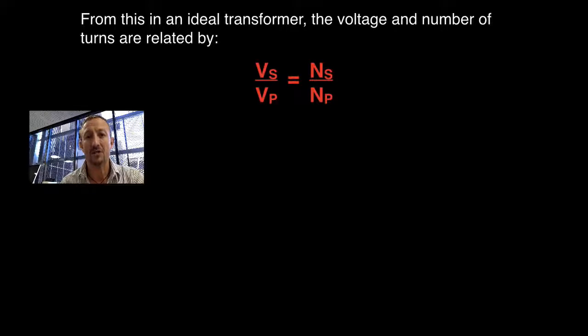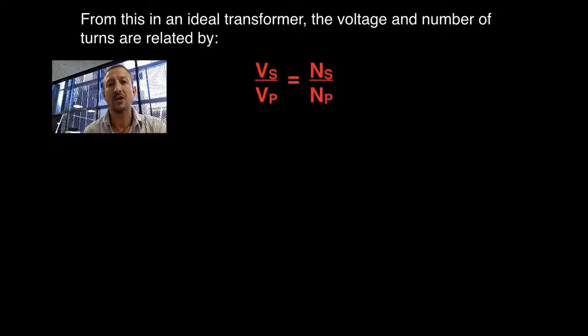Basically, they're ratios. So if I increase the number of turns on the secondary coil more than the primary coil, I'm going to get more voltage generated. So you can see the two ratios work together. Now, as a result of this, we can produce two sorts of transformers.